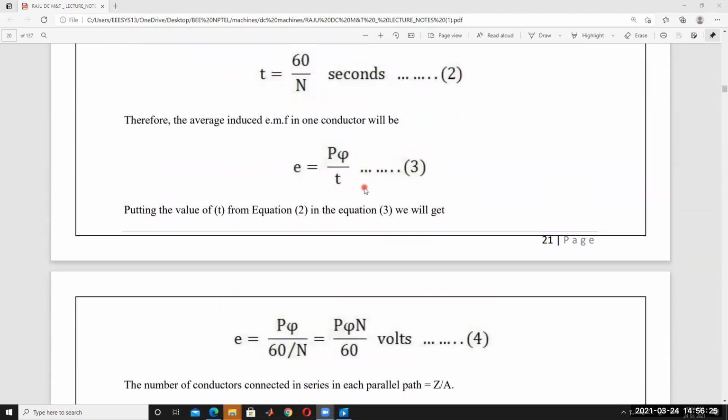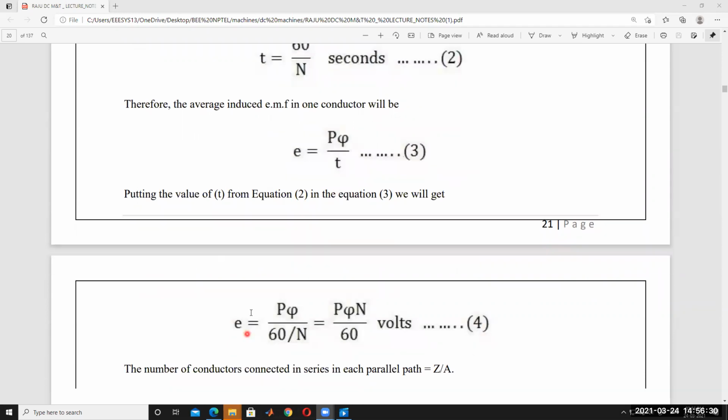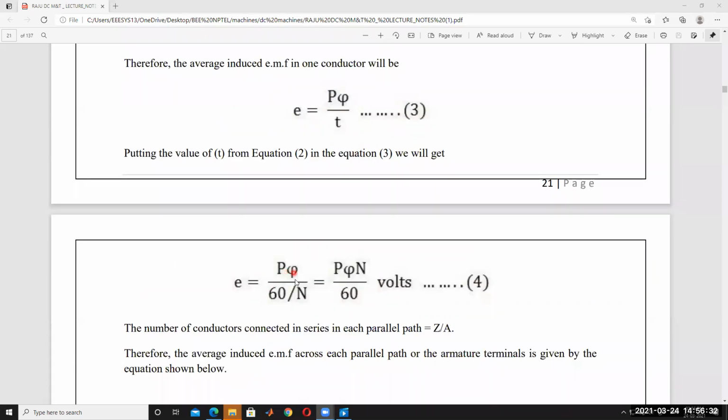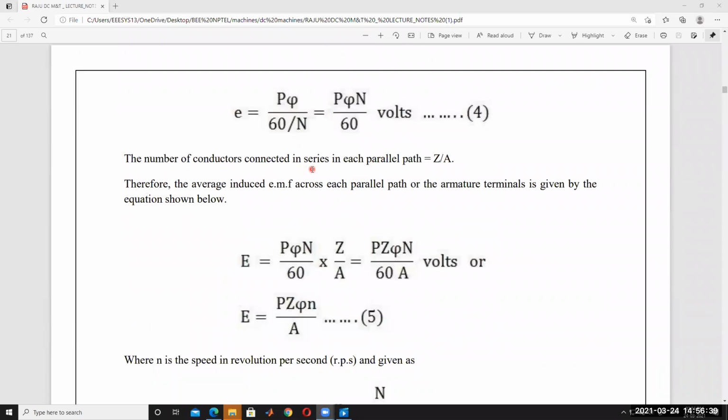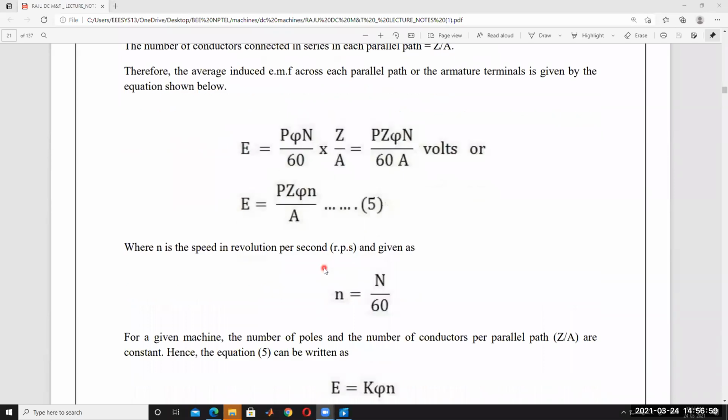By substituting T is equal to 60 by N here, you will get E is equal to poles into flux divided by 60 by N, and then E is equal to P into phi into N divided by 60 volts. The number of conductors connected in series in each parallel path is Z by A. So multiplying, you get E is equal to P phi N divided by 60 into Z by A. This is called the EMF equation of a generator.